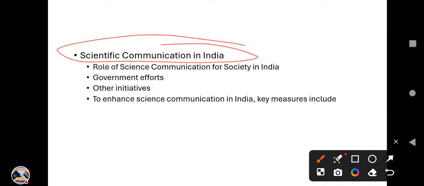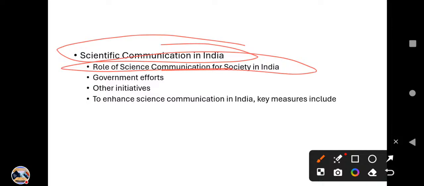What are the various roles of science communication for society, particularly in Indian society? Like increasing scientific awareness, addressing public health issues, fostering environmental consciousness, and bridging the gap with researchers. And promoting scientific temper, which is given in the fundamental duties of the Indian Constitution.